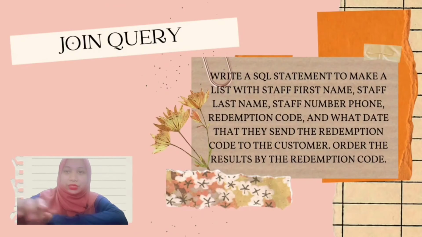The third question is write a SQL statement to make a list with staff first name, staff last name, staff number, phone, redemption code, and what date that they send the redemption code to the customer. Order the result by the redemption code.